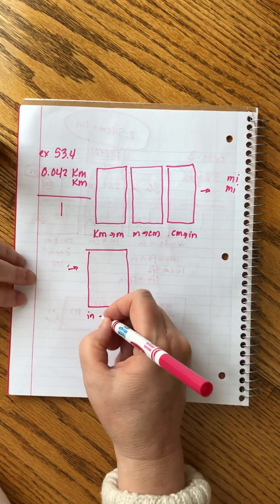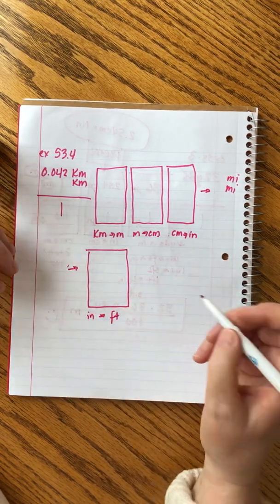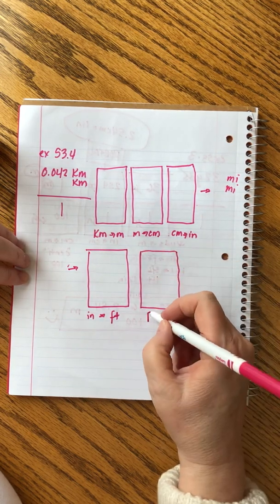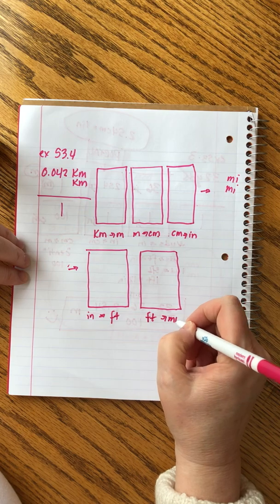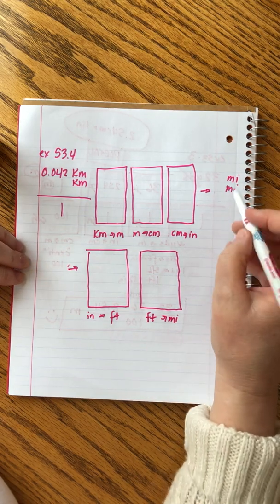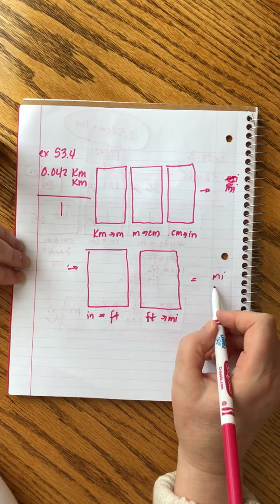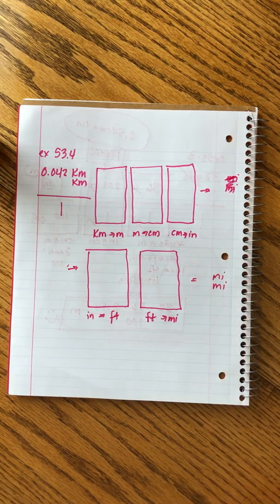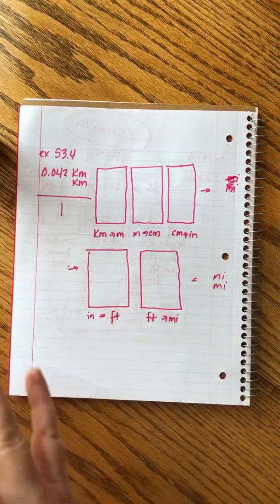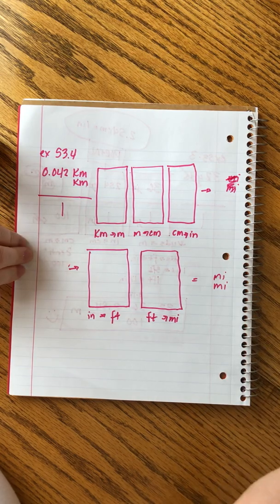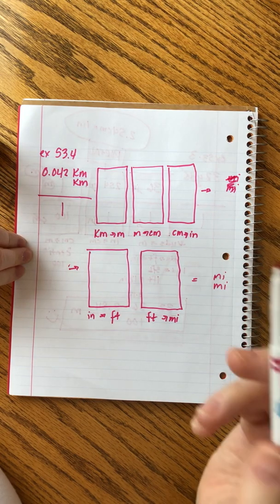We need to go from inches to feet, because I don't know how many inches are in a mile. So we're going to have to go from inches to feet, and then from feet to miles, and then that will get us there. So I'm going to erase that and put it down here. Miles, miles. Okay, here we go. So this is all being multiplied. I could have opened my book, but then it wouldn't have fit in my camera, so oh well.